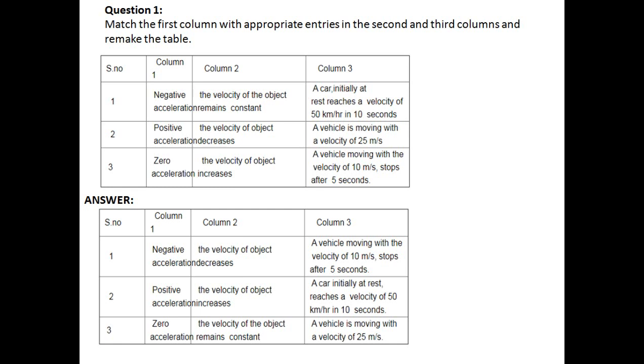Zero acceleration: the velocity of the object remains constant, and the vehicle is moving with a velocity of 25 meter per second. It means that the car is still moving at 25 meter per second. It has not stopped, nor is it at rest. It is still moving at 25 meter per second. So in that case, what happened?